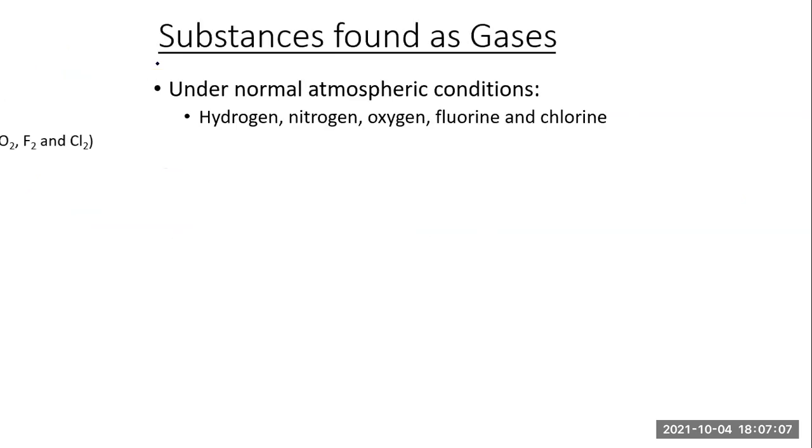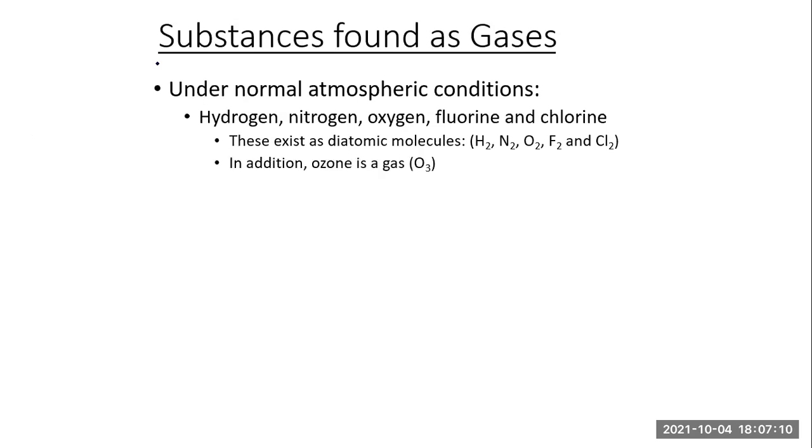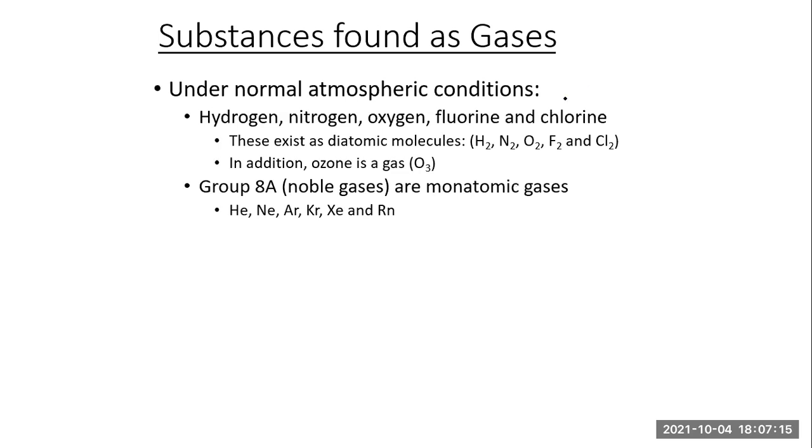Now, substances that are found as gases under normal conditions. We have our diatomic molecules that we've talked about a number of times throughout the semester. Again, remember, these are pretty much how these guys are found uncombined by themselves: hydrogen gas, nitrogen gas, oxygen gas, fluorine gas, and chlorine gas. O3 is ozone, like the ozone layer, and that is a gas as well. And then obviously group 8 on our periodic table are the noble gases: helium, neon, argon, krypton, xenon, and radon.